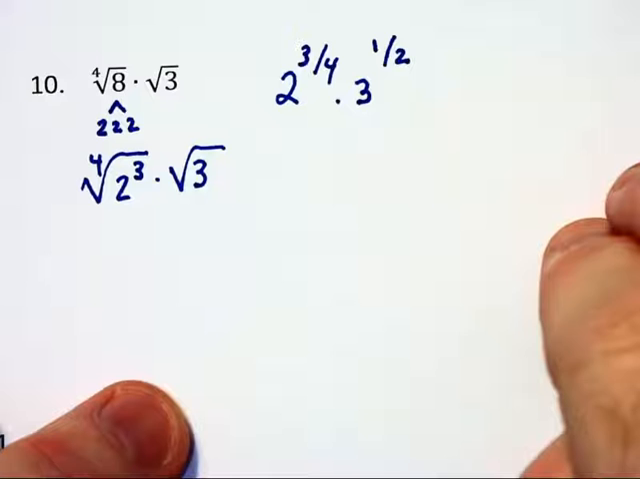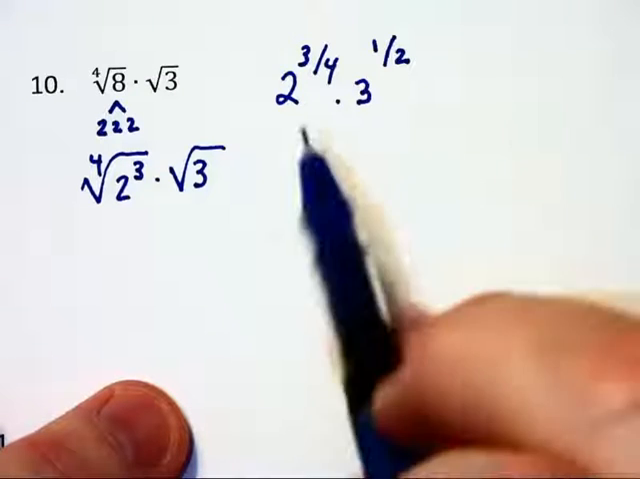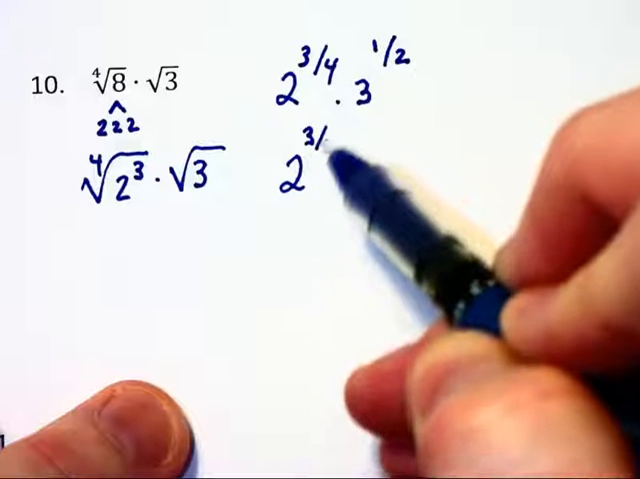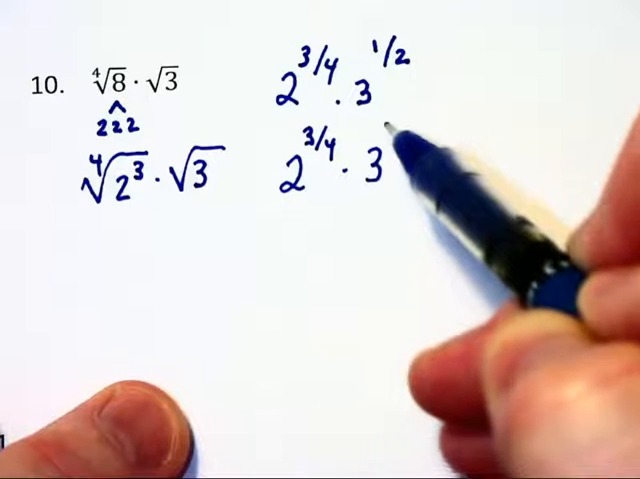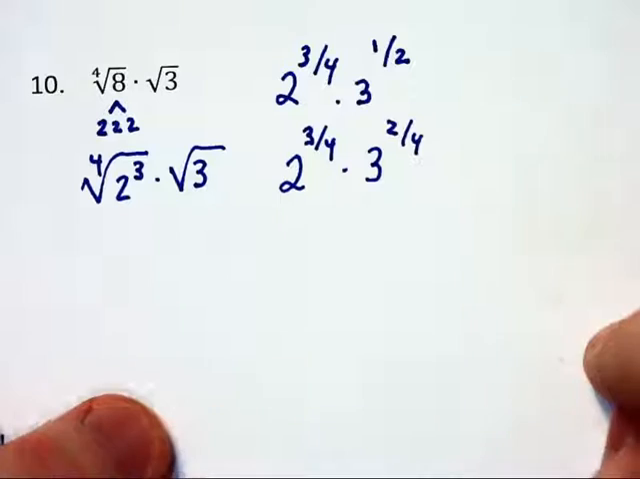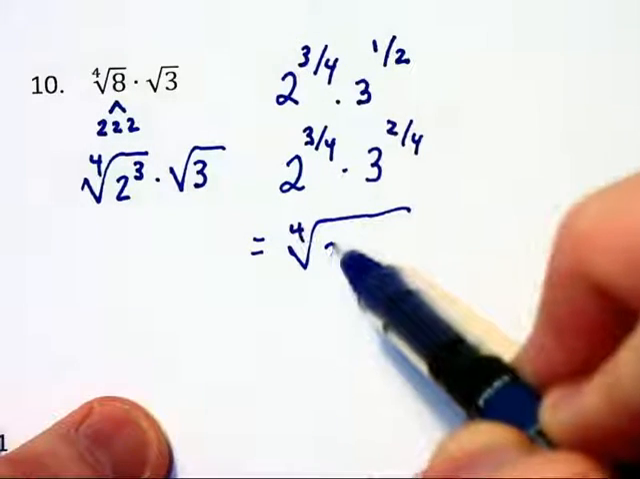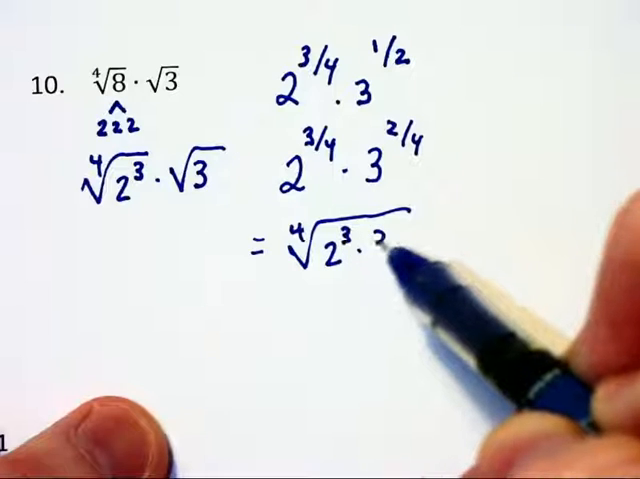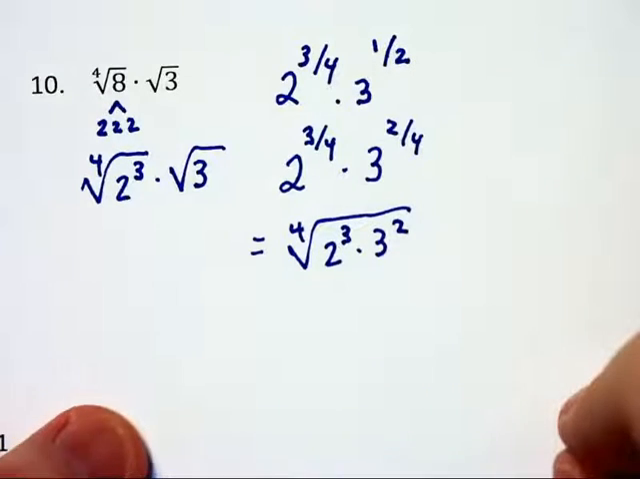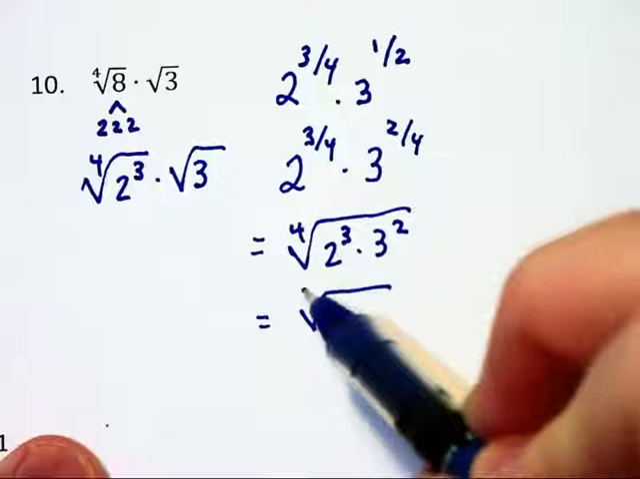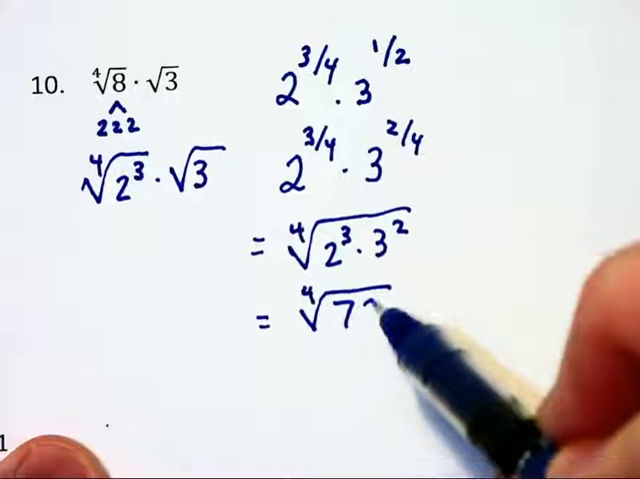I'd like these all to be under the same type of root, and so I would get a common denominator of 4. Let's go with 2 to the 3/4 times 3 to the 2/4. Now we can put these inside of a fourth root, have 2 to the 3rd times 3 to the 2nd, and inside that's really an 8 times 9, and we can simplify this further to the fourth root of 72.